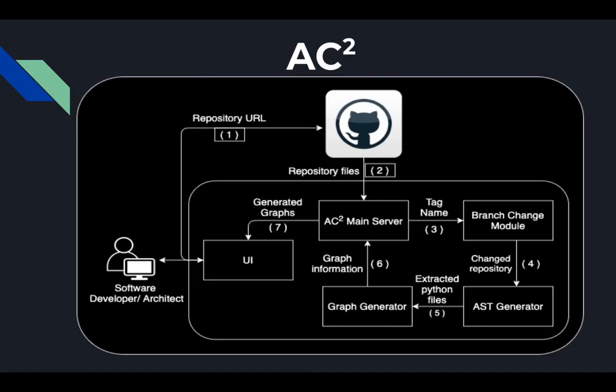AC Square takes the user input of the repository link, then retrieves tags and different versions of data of the repository and generates AST for different versions, which is then converted into 4 different views, that is directory view, call graph view, collaboration view, and integrated view.